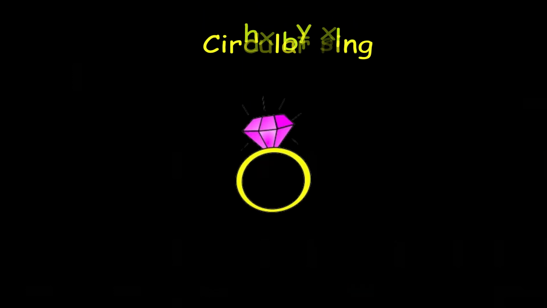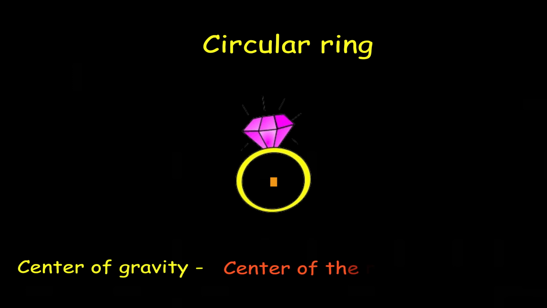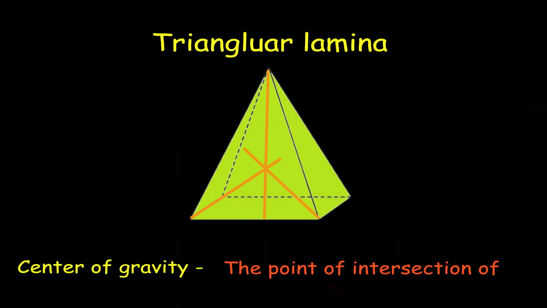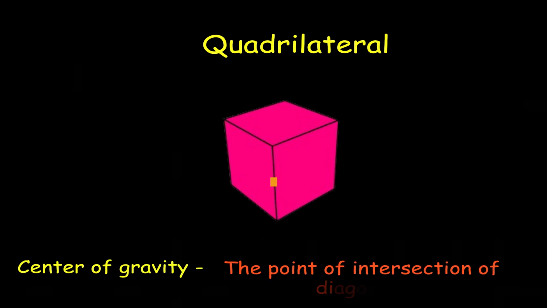Next, circular ring: center of the ring. That is what we learned, right? That I have told you in the example. Next, triangular lamina or scalene triangle: the point of intersection of medians. And after learning all the concepts from part B, we are going to solve each and every question which is there in the textbook. So we are going to complete everything, don't worry about it. Next, parallelogram, rectangular lamina, square or rhombus, all these are quadrilaterals, correct? For all these, the point of intersection of diagonals. So these are the positions of center of gravity.